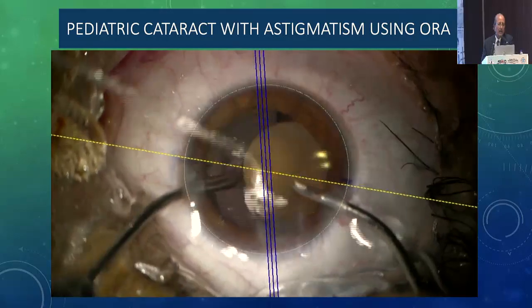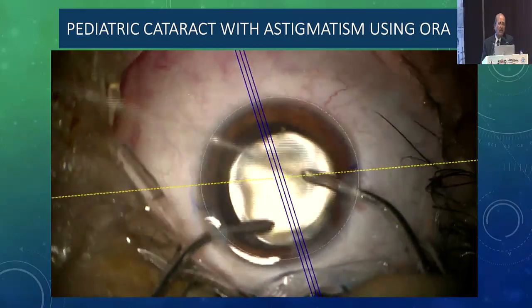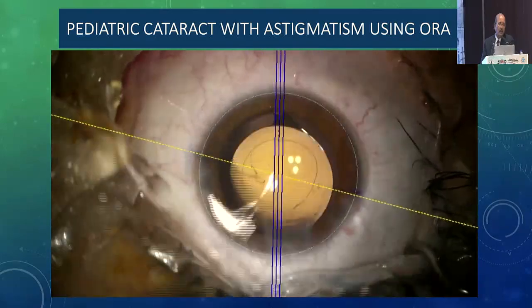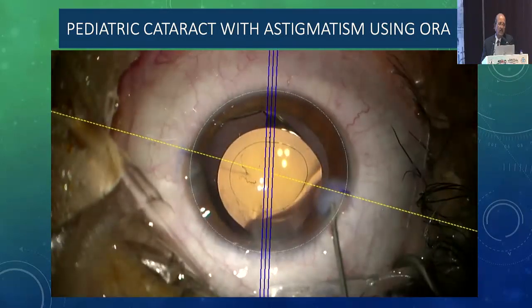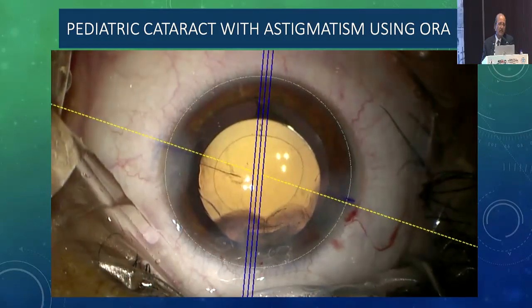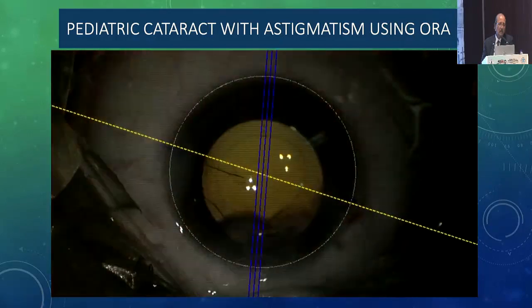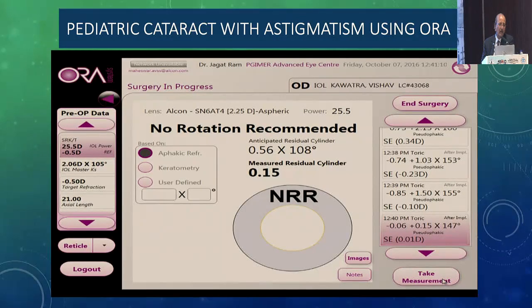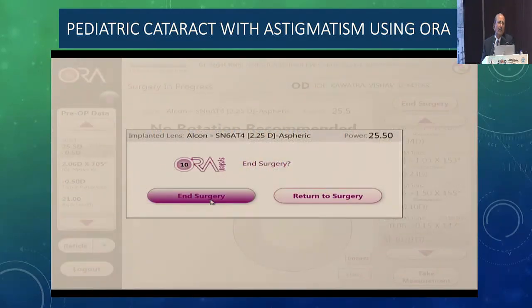And then, accurately, it will show how much astigmatism there will be, and what the alignment will be. So here is the alignment of the axis using Callisto. But at the same time, because ORA was done in this case, we know how much the residual power will be. It shows no further rotation required, and residual astigmatism will be 0.15 diopter. This is very negligible.